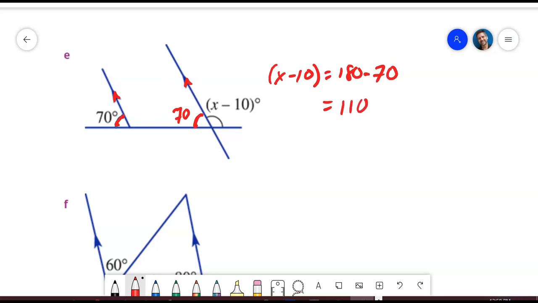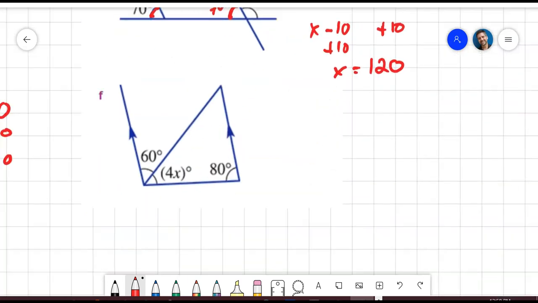Now here's the tricky part. If we want to take 10 off of this, we actually have to add 10. So x minus 10 plus 10 gives us x. And so we simply add that 10 to the other side. That equals 120. That's how we make these things equate. So x in this case is 120.